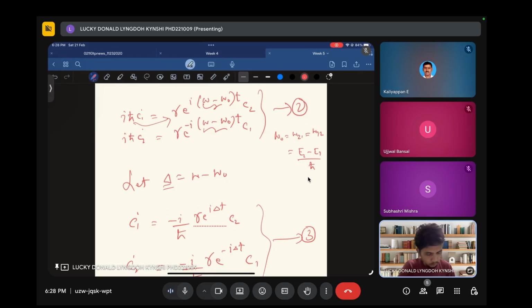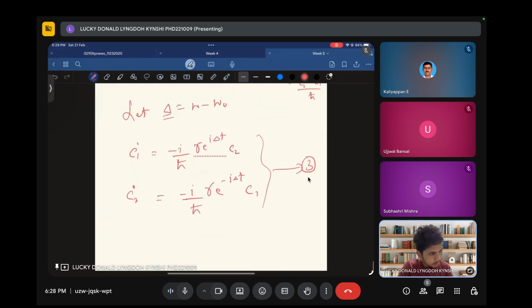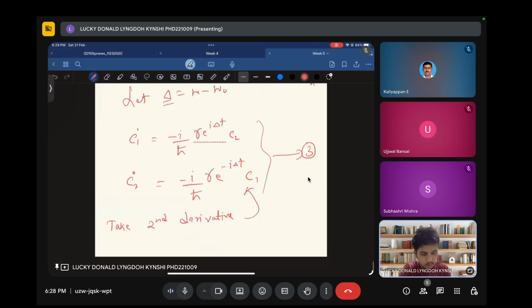Now, in order to solve these two equations, what can you do? One thing is that you can take the second derivative of either one of these equations. I will take c2. You can take c1 also, it's the same thing.